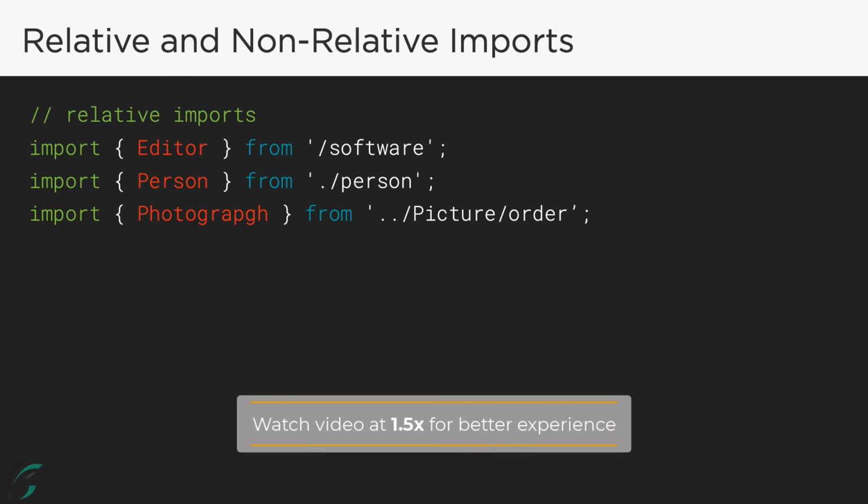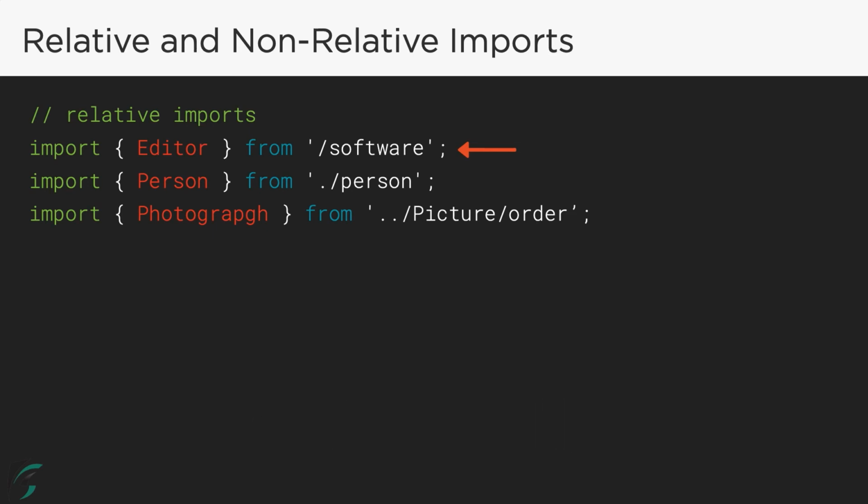Here, the reference to the software module is preceded by a slash that tells the compiler that the file may be found on the root of the file system. You can leave off the file extension and the compiler will automatically look for files with valid TypeScript extensions. The compiler will look for the person module in the same directory as the current file. For this, it will go one directory up and then it will look for order modules inside the picture directory.